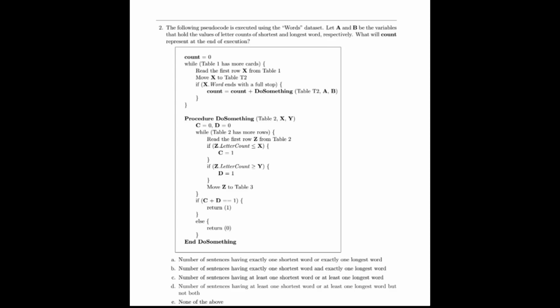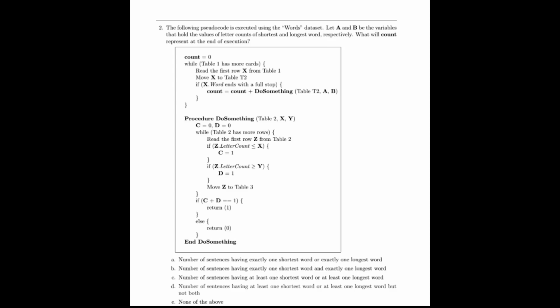Hello everyone. So here we are to discuss the second question. The question is the following: pseudocode is executed using the words dataset. Let A and B be the variables that hold the values of letter counts of the shortest and longest word respectively. What will count represent at the end of the execution?